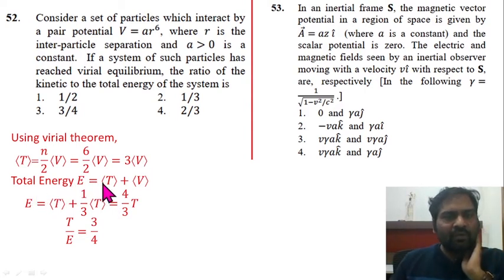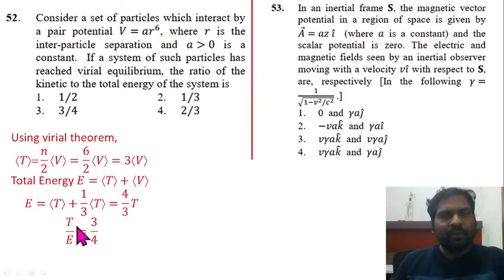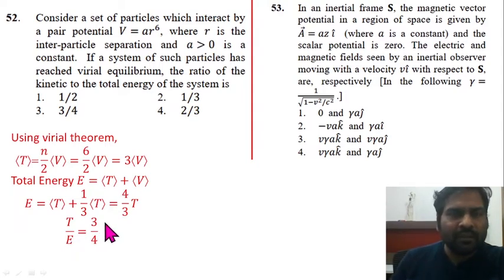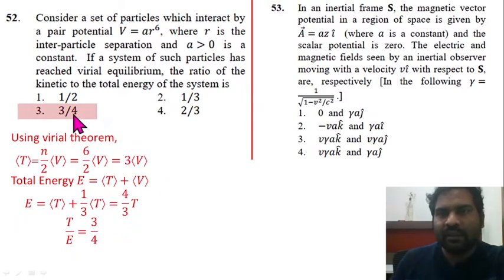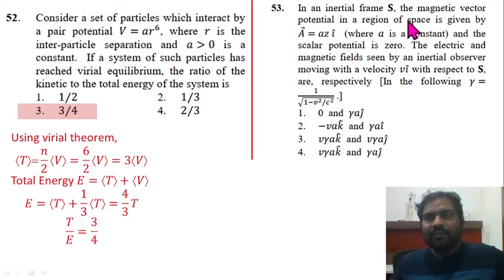Total energy is equal to kinetic energy plus potential energy. So put your potential energy in terms of kinetic energy. It will be kinetic energy plus 1/3 of kinetic energy, equal to 4 by 3 of kinetic energy. Take the ratio of kinetic energy divided by total energy. It will be equal to 3 by 4. Option 3 is correct.